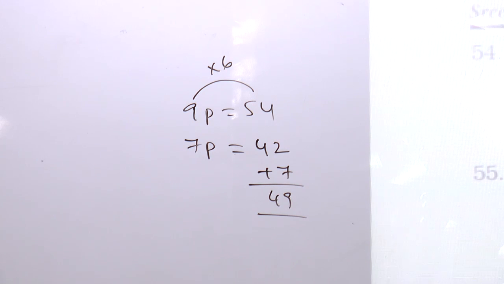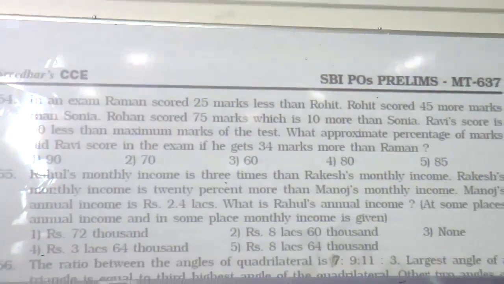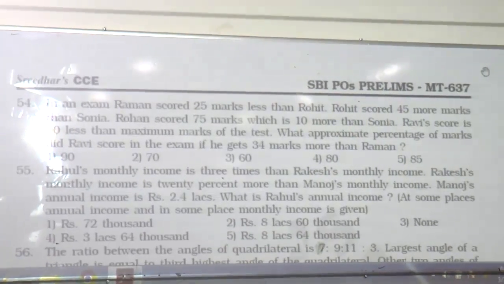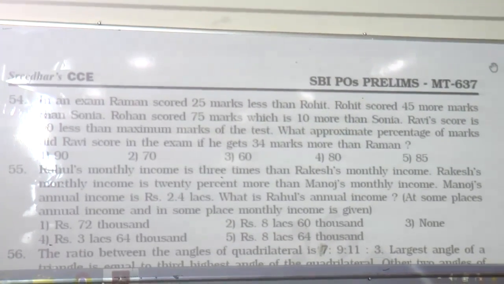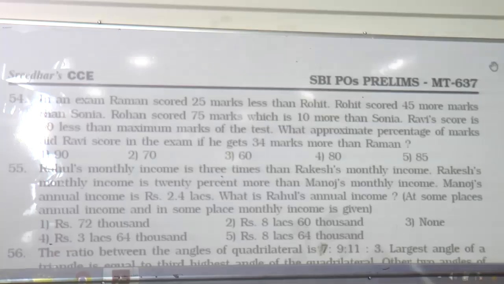54. In an exam, Raman scored 25 marks less than Rohit. Rohit scored 45 more marks than Sonia. Rohan scored 75 marks, which is 10 more than Sonia. Ravi's score is 50 less than the maximum marks of the test. What approximate percentage of marks did Ravi score in the exam if he gets 34 marks more than Raman?